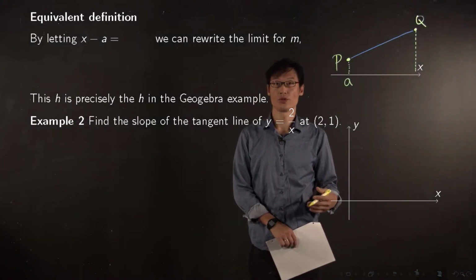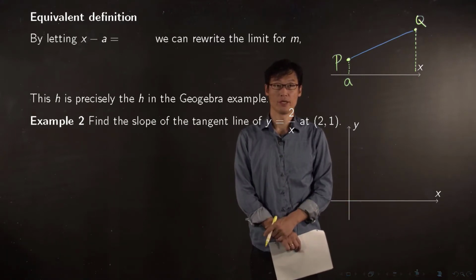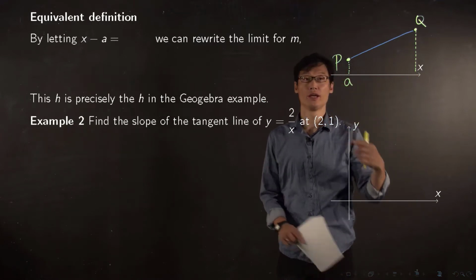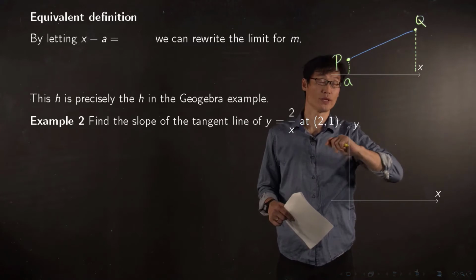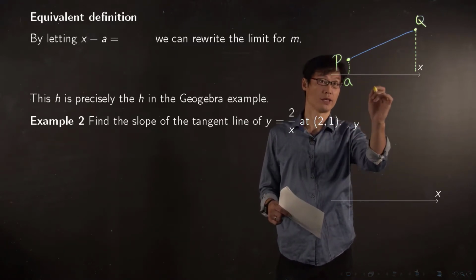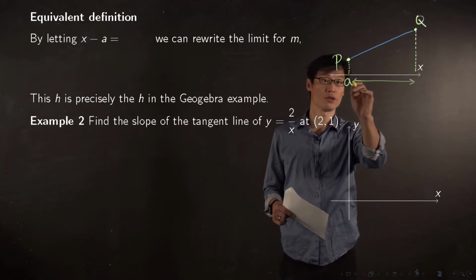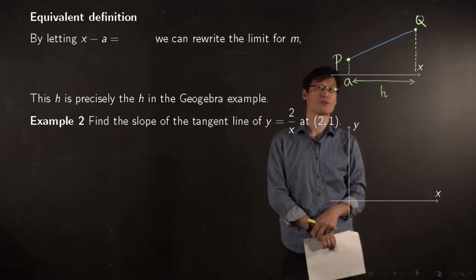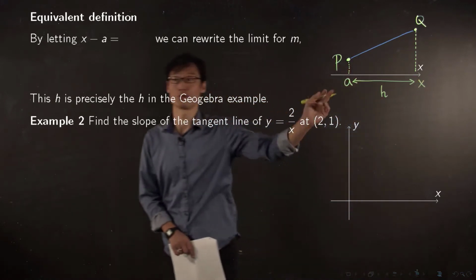So we can use a different letter to take the equivalent limit. Look at this difference between x and a. Basically, we are interested in the slope of the line joining P and Q, and the distance between x and a is x minus a. So let me use the letter h to indicate this difference. Basically, x minus a is going to be h.